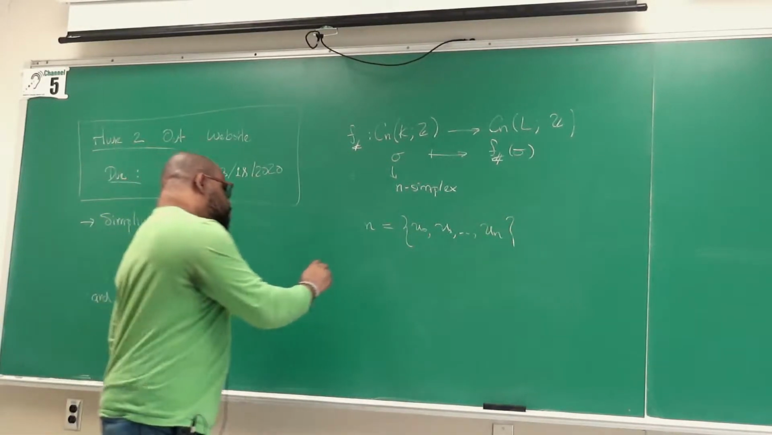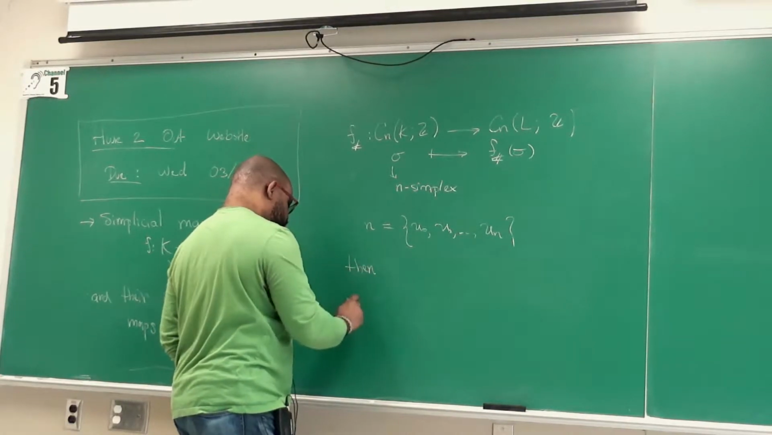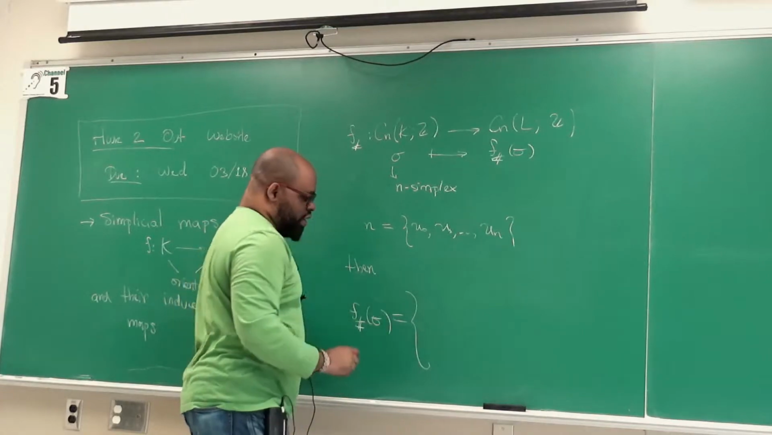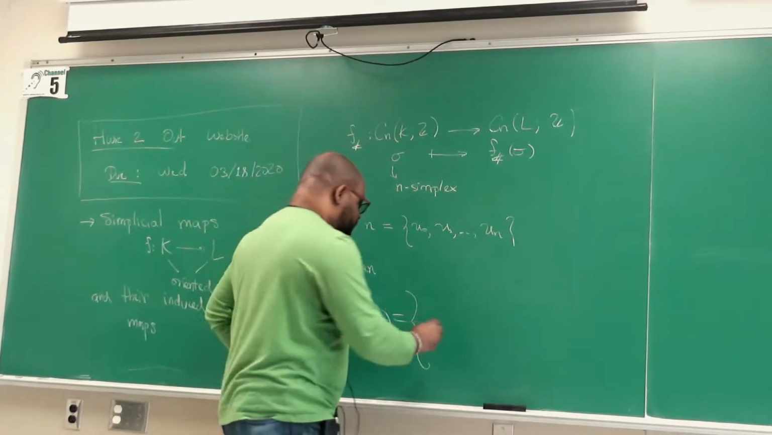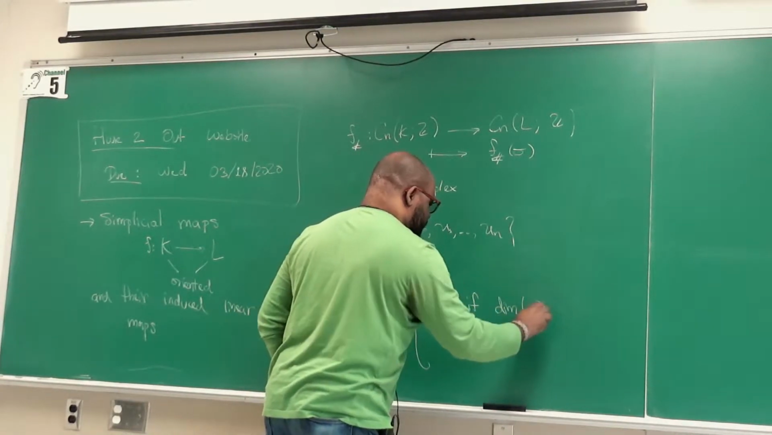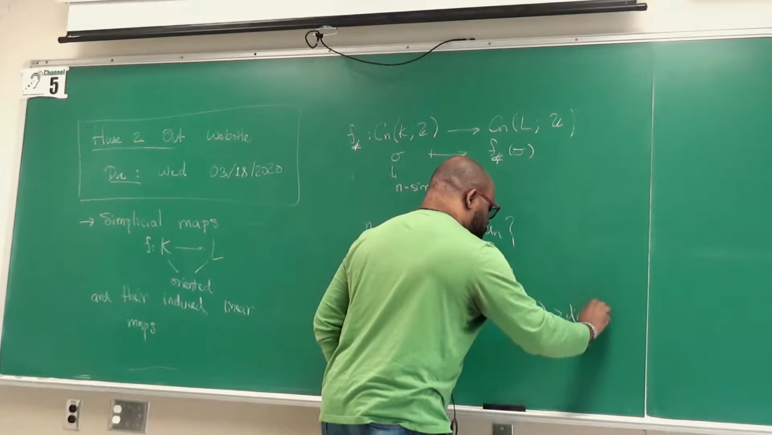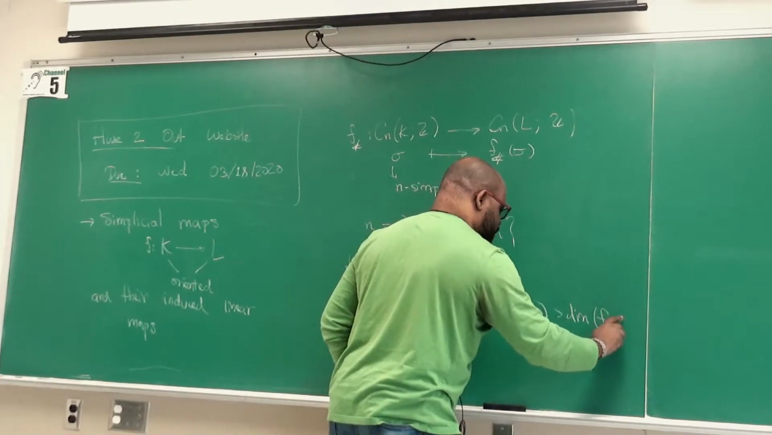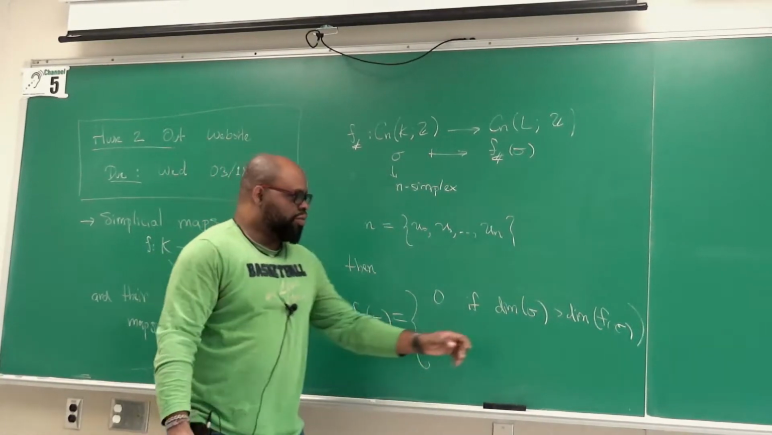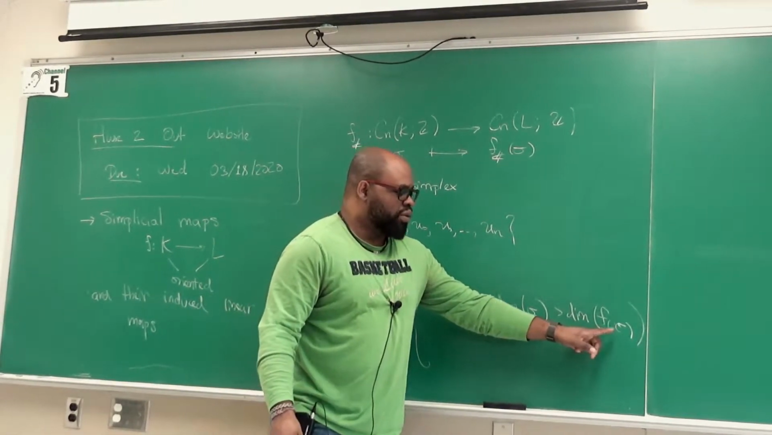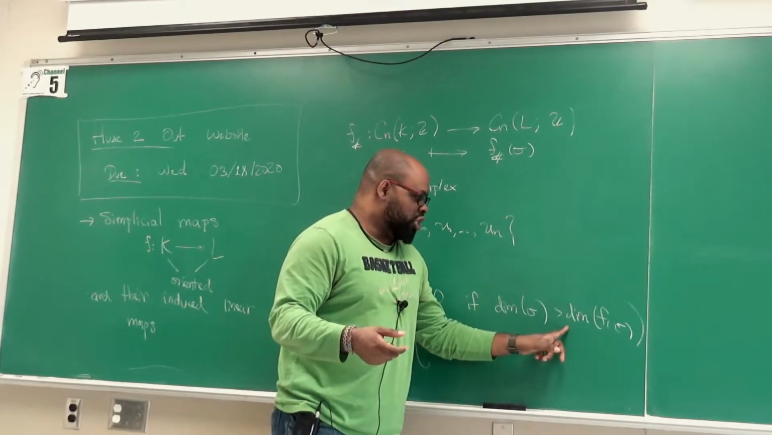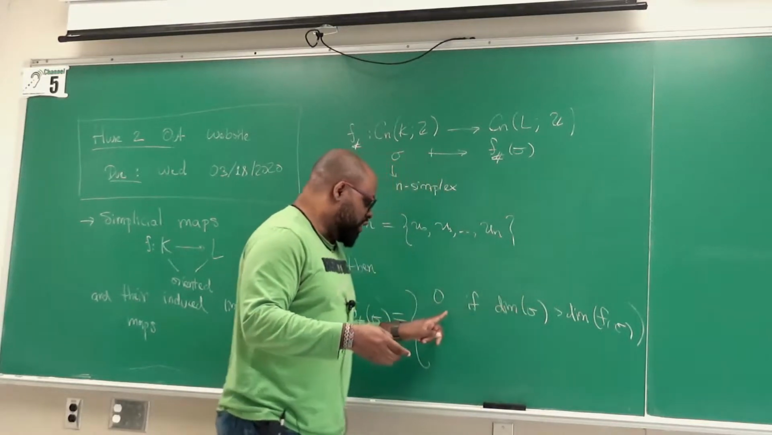then F sharp of sigma is given by the following two choices. It is either 0 if the dimension of sigma is bigger than the dimension of F sigma. Remember that when you apply a simplicial map to a simplex, you can reduce the dimension because things can get collapsed. So if the dimension is reduced, then you get 0.